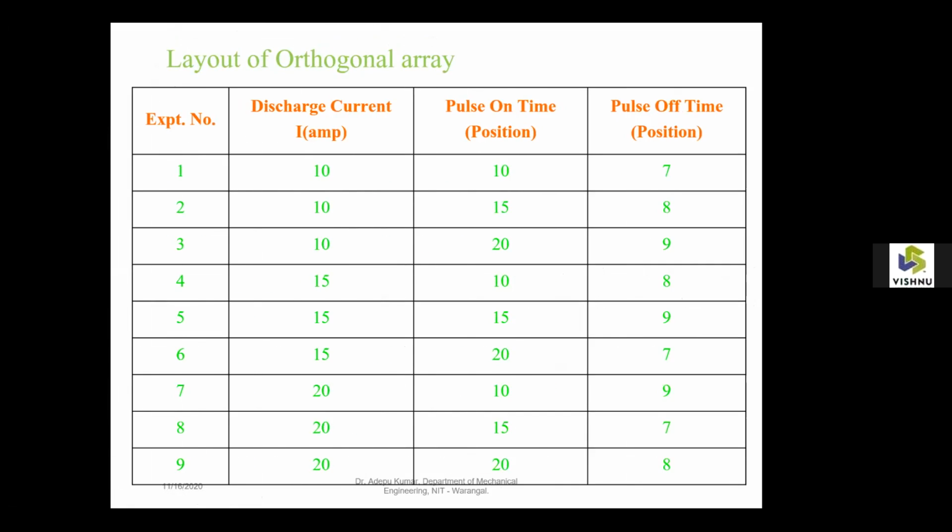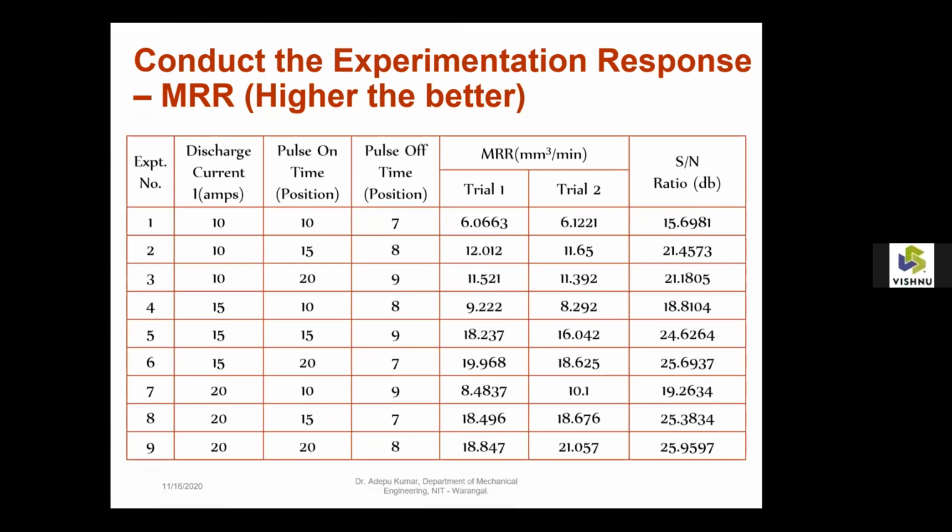Now, this is the layout. These are the standard layouts; we cannot fix anything. So 1 means 10, 2 means 15, and 3 means 20, like that. In the layouts, they are given numerical values like 1, 2, 3, and based on your testing condition, you have to change them. Once you have this, I perform the experiment in 2 sets of experiments. These are the MRR values, trial 1 and trial 2: 6.06 and 6.1221. Like that I am getting the values.